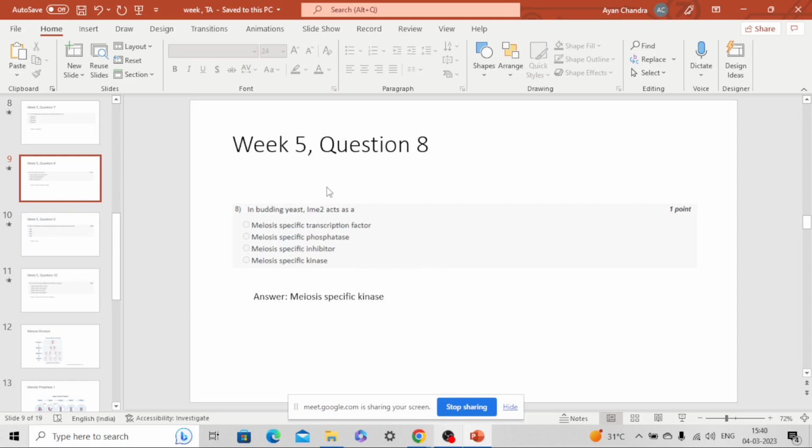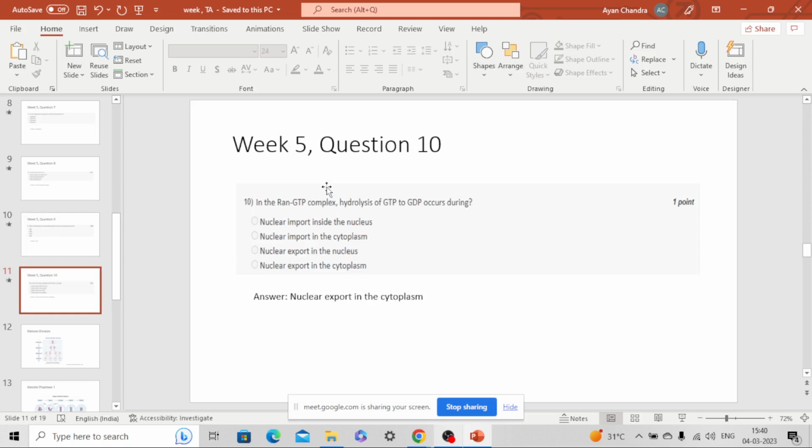IME2 is one of the examples, like CDK in mitosis, as you saw. Similarly, IME2 here is an example of a kinase which can promote the meiosis. You got it? Yeah, sir, got it. Anyone have questions?